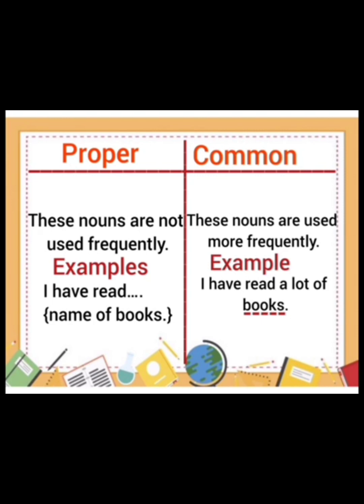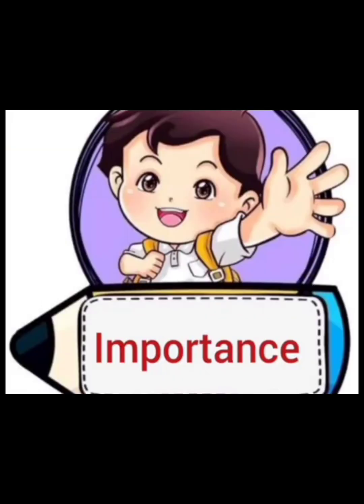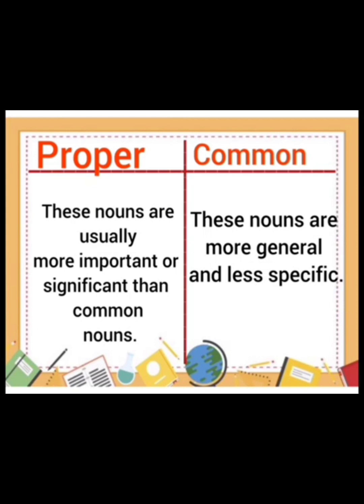Next, you have the difference on the basis of importance. Proper nouns are usually more important or significant than common nouns. Common nouns are more general and less specific. It is basically the same: proper nouns are specific, important, and significant, and common nouns are most of the time considered general and less specific.